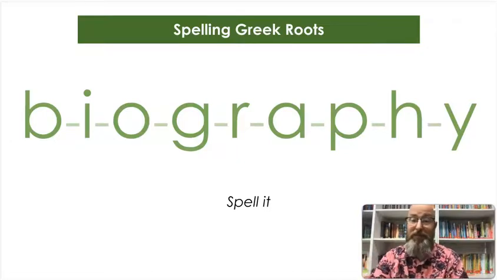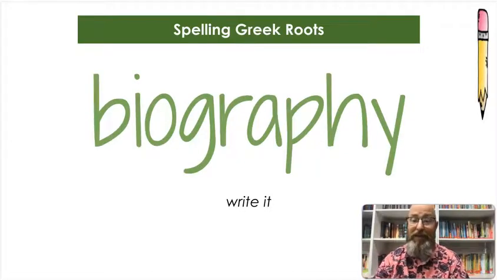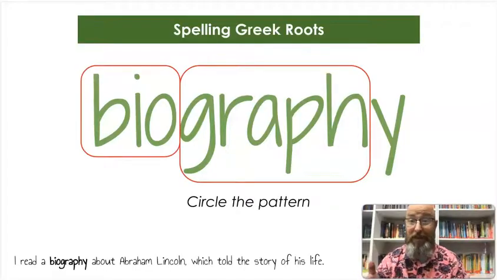Let's spell it. B-I-O-G-R-A-P-H-Y. Biography. And let's write it. And of course, as usual, I will say it out loud for you. B-I-O-G-R-A-P-H-Y. And we're going to circle those Greek roots. This one actually has two Greek roots. It has bio and graph. So I read a biography about Abraham Lincoln, which told the story of his life.